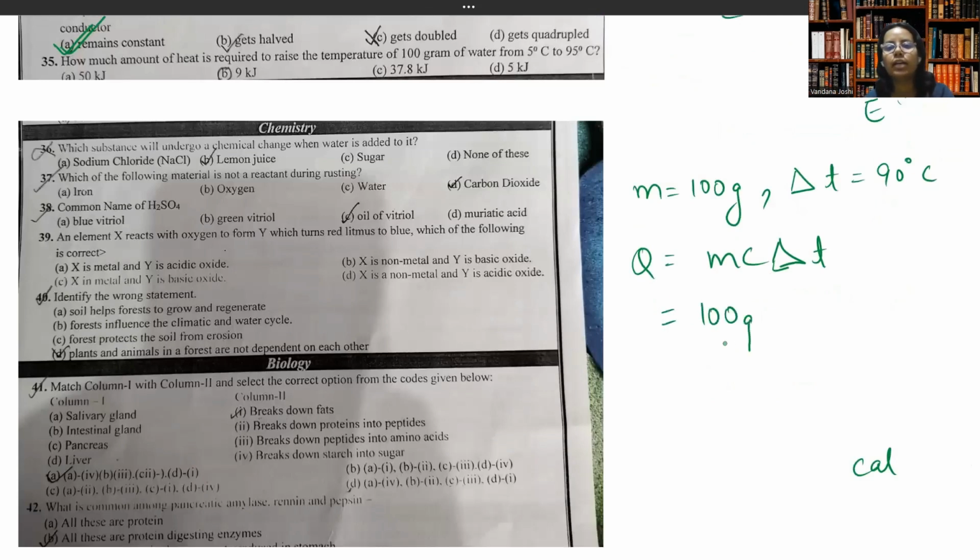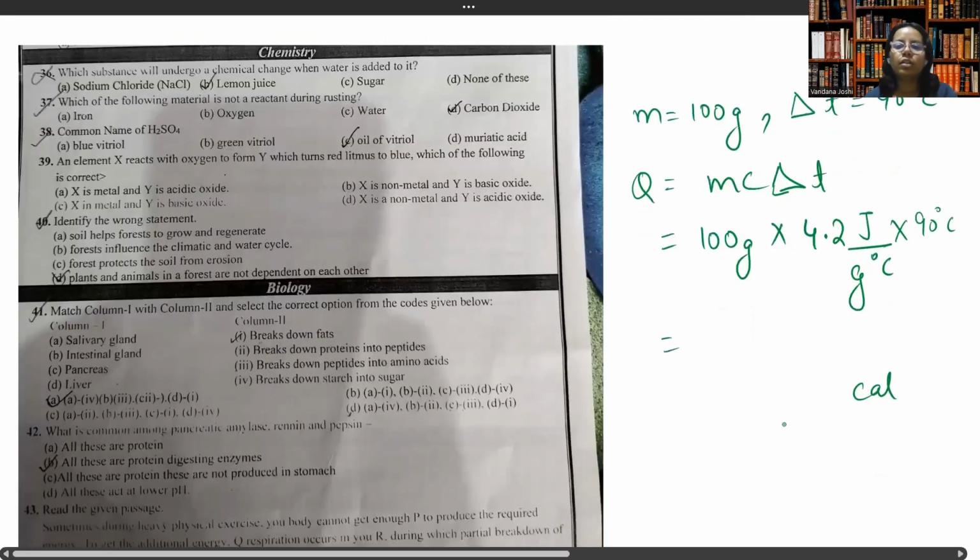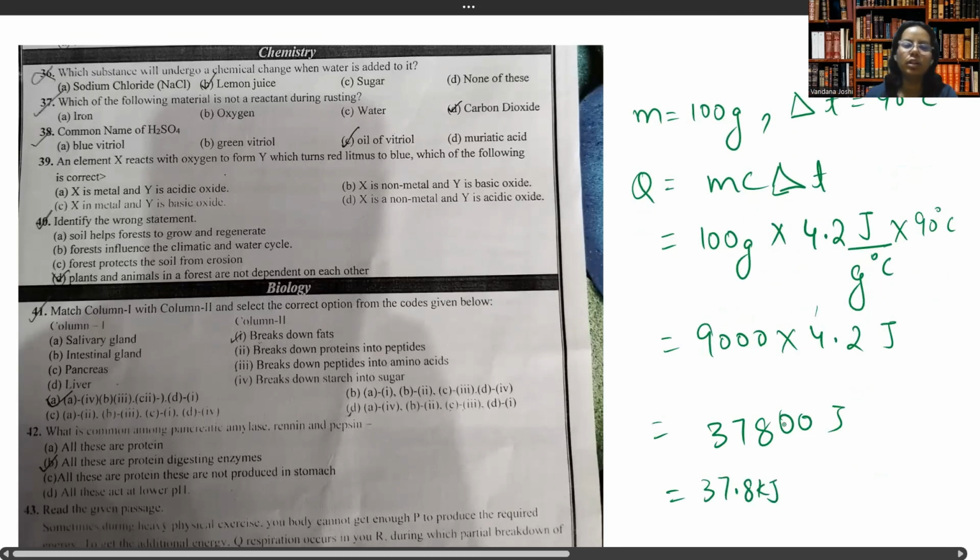So this is 100 grams. We know that the specific heat of water is approximately 4.2 joule per gram degree Celsius times 90 degrees. This is going to be 9,000 times 4.2 joules. So basically 37.8 kilojoules would be your answer.